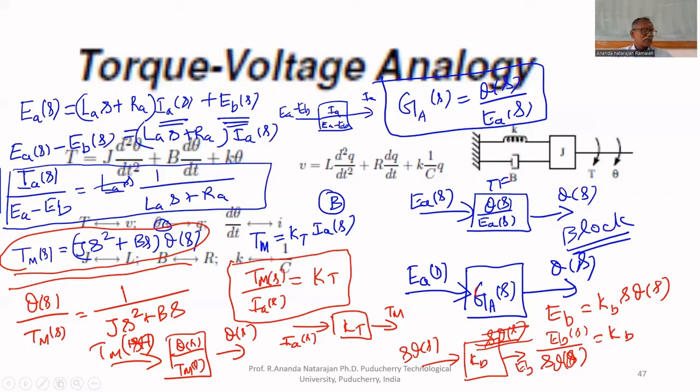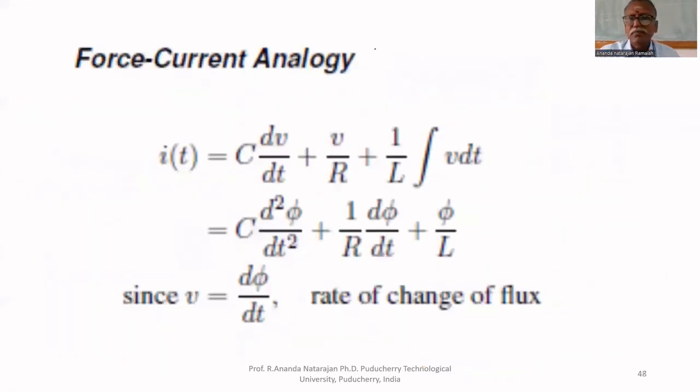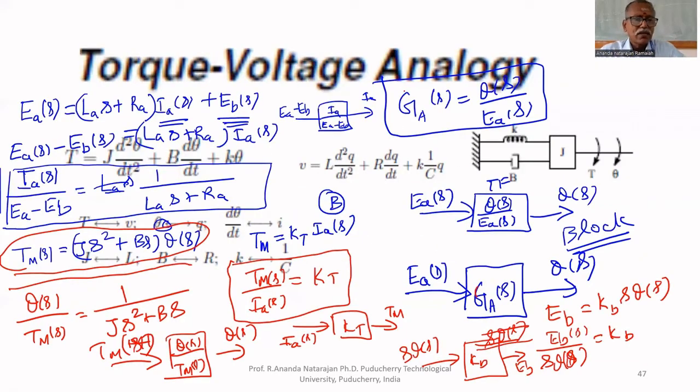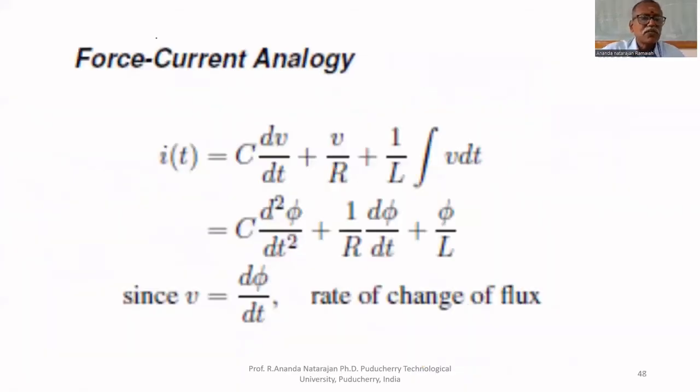If you combine all these blocks together, you will get the block diagram representation of armature control DC motor. We'll combine all those things together. What is the first block? First block is, what is output? IA of S. What is the input? EA minus EB. Let us take that first.